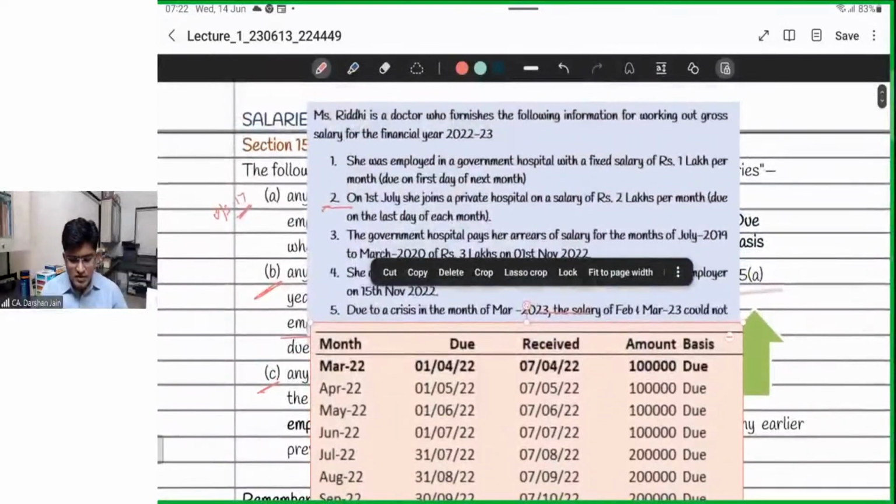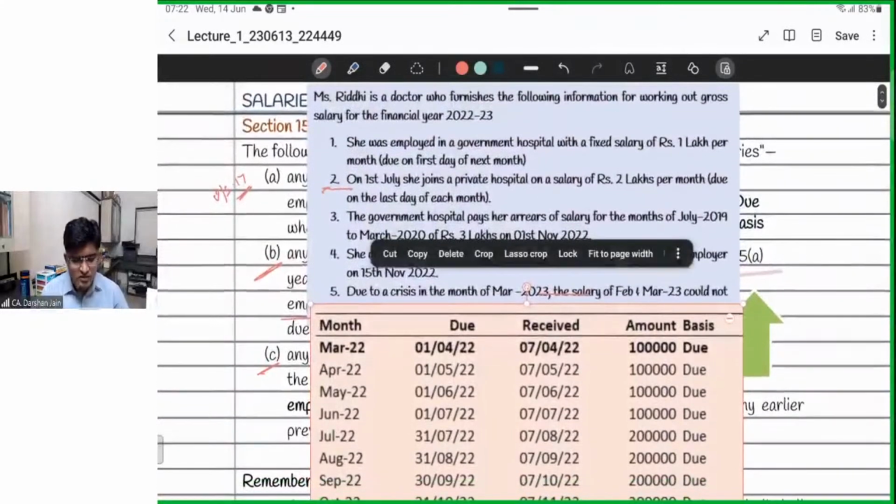Let us just check it out. I hope the solution is visible as well. It is visible.